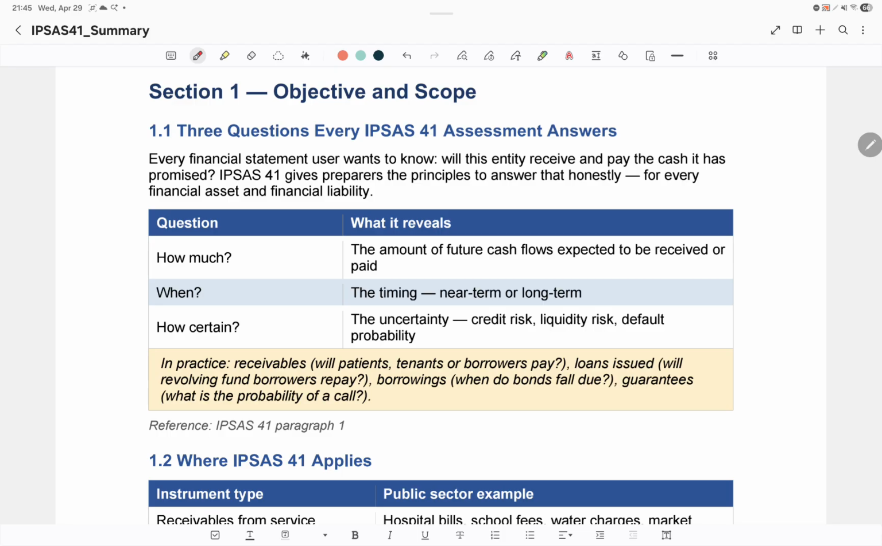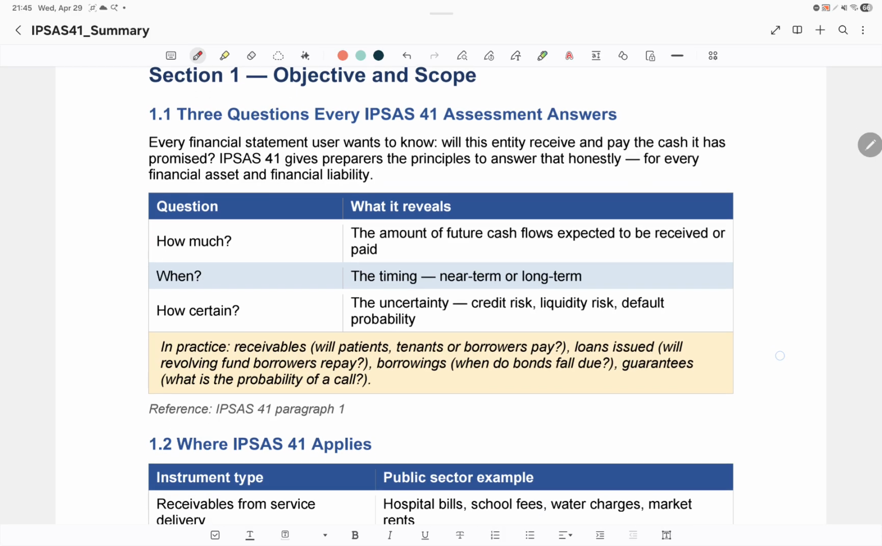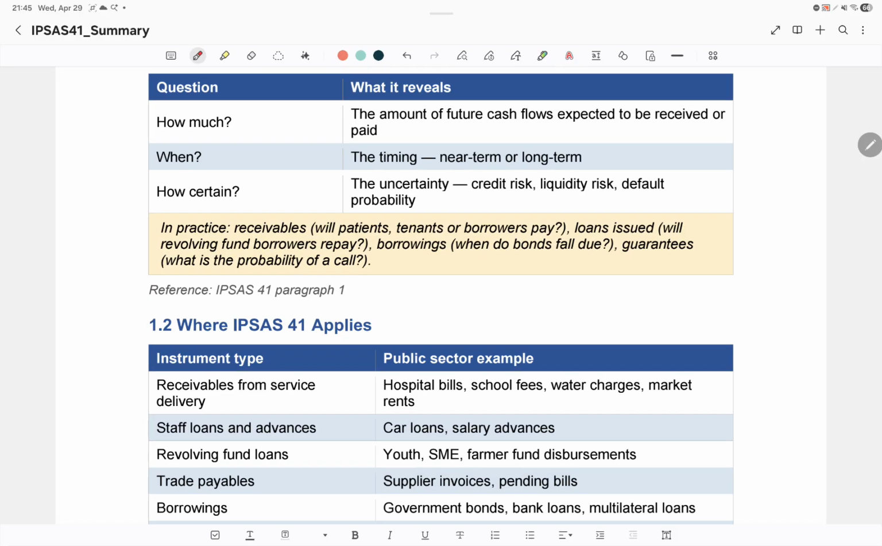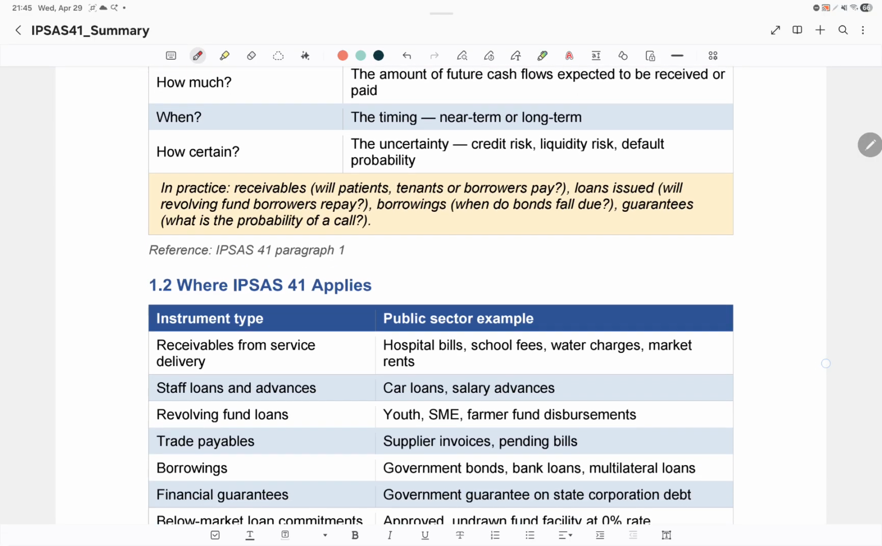Is there credit risk? What is the probability of liquidity risk? So in practice, we have receivables and payables. For example, receivables: will patients or tenants pay? Liabilities: you look at loans or revolving borrowers, will they repay? Guarantees: what's the probability of a call?